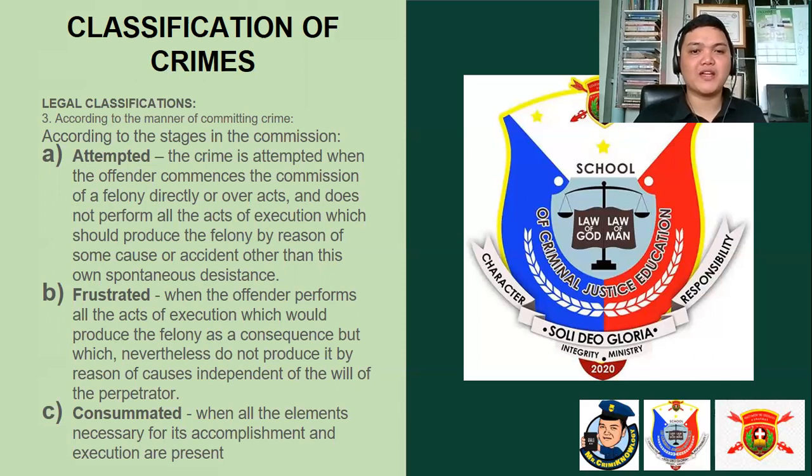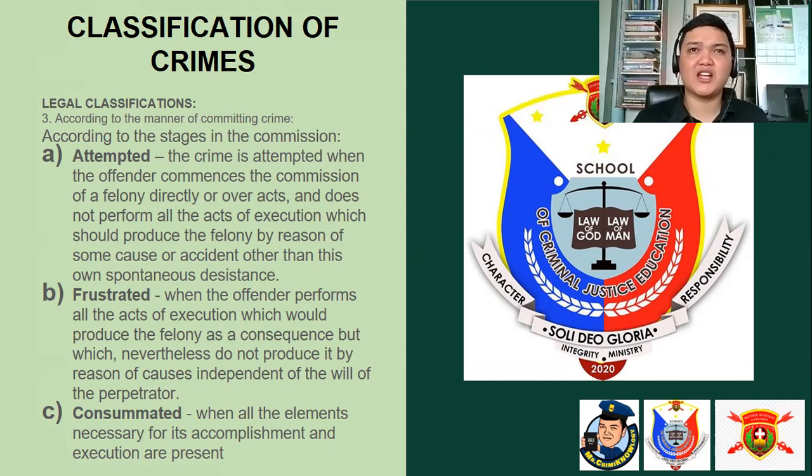When the offender performs all acts of execution which would produce the felony as a consequence, but which nevertheless do not produce it by reason or cause independent of the will of the perpetrator. There is a frustrated naman na gawa niya lahat ng dapat niyang gawin, all the actions or omissions necessary to produce the act, but did not produce yung gusto niyang mangyari. Merong mga circumstances, merong mga dahilan na bakit hindi niya natapos ang kanyang krimen.